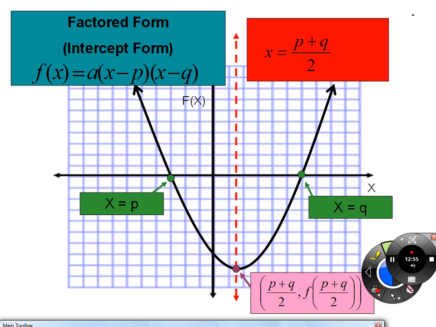So the idea here is if it's factored already for you or it can be factored, that's a really quick way to find these two numbers that before we might have had to use like the quadratic formula or something like that, right? So we can get those numbers a little faster this time. Notice it just says p and q, like whatever you get when you set them equal to 0.